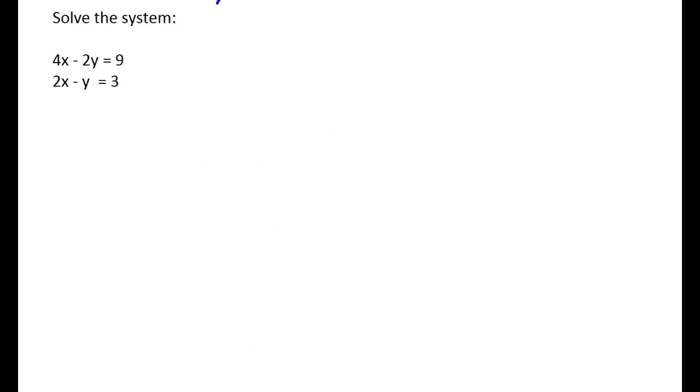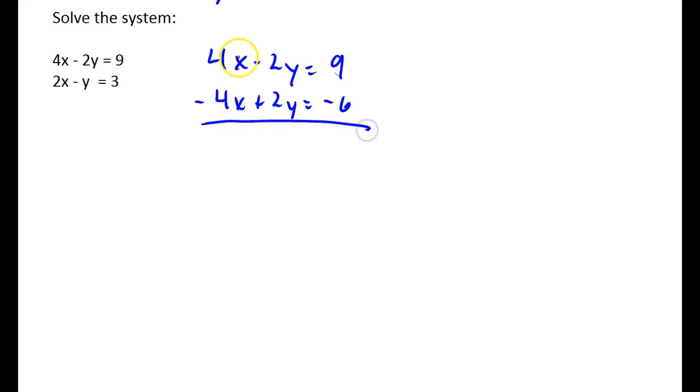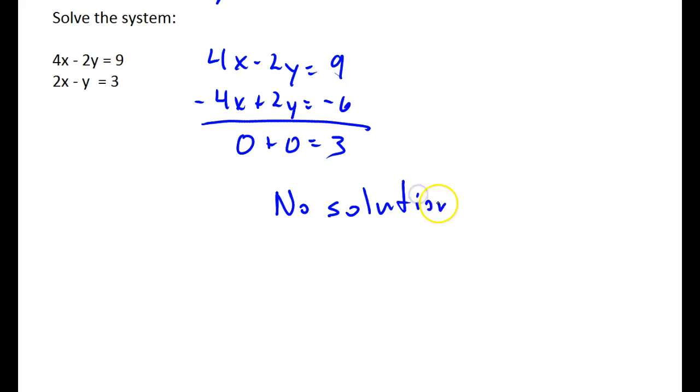Okay, let's solve this system. Let's use elimination. What do you say? Okay, so I'm going to leave the first equation alone, and I'm going to multiply the second equation by -2. Hey, look at this. I get 0 plus 0 equals 3. Well, that's an impossible situation, so that means that this system has no solution. What does that mean? Well, if we graphed these, we would get two lines that are parallel, and since parallel lines never intersect, they have no solution.